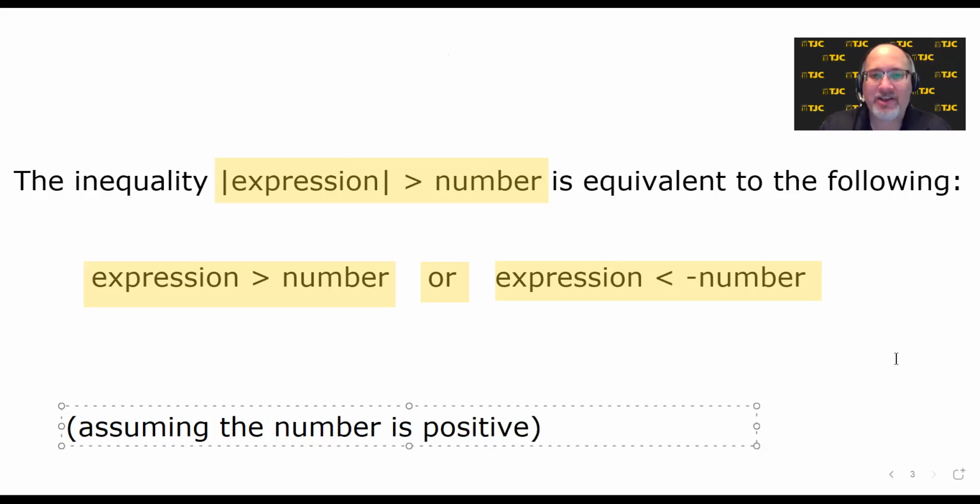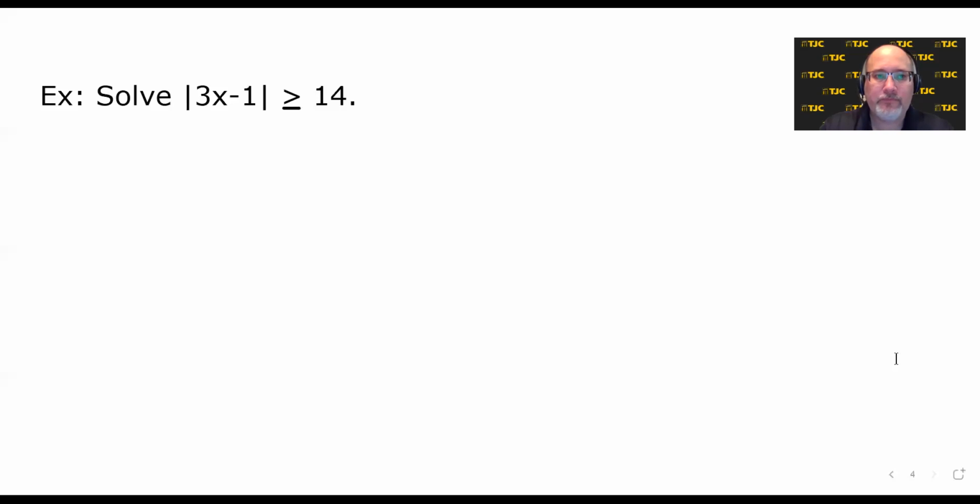All right, so let's take a look at an example, solve it, put it on a number line, and then come up with the interval notation for the solution. For example, solve the absolute value of 3x minus 1 is greater than or equal to 14.